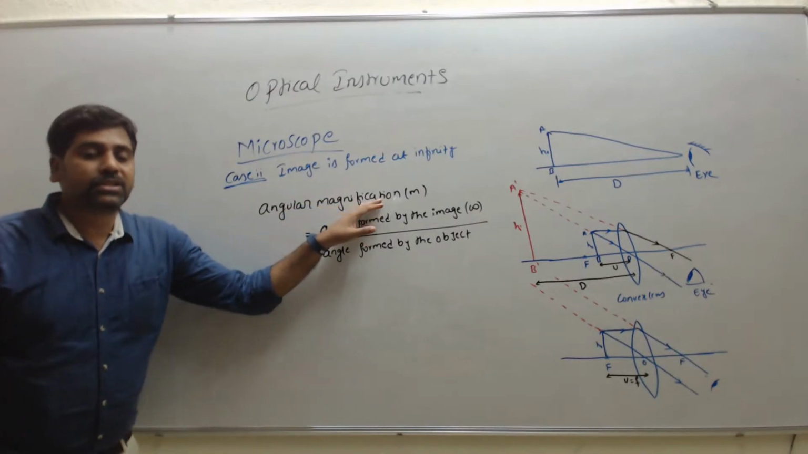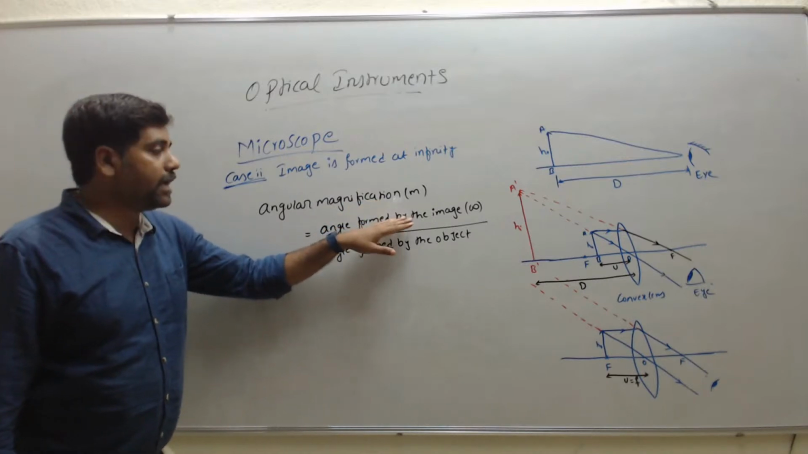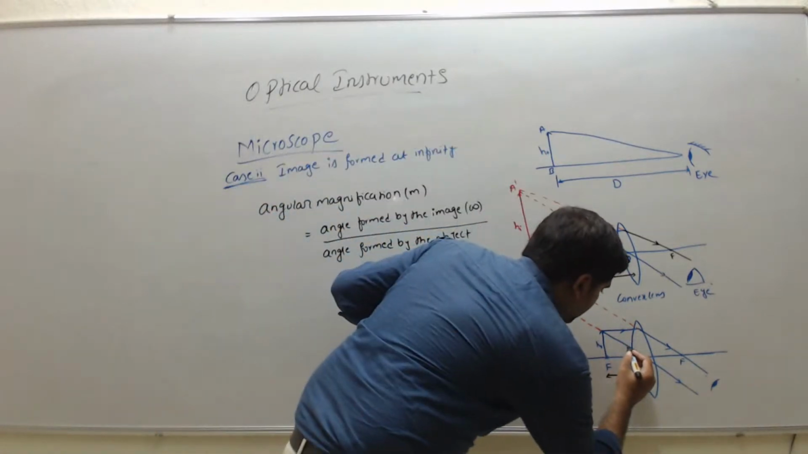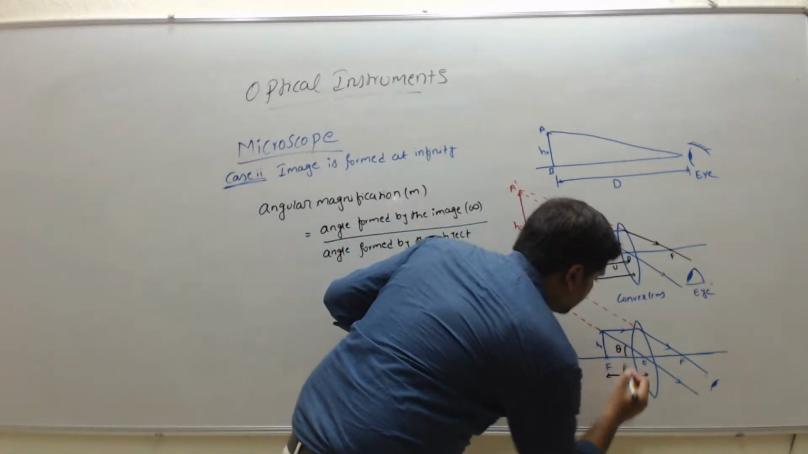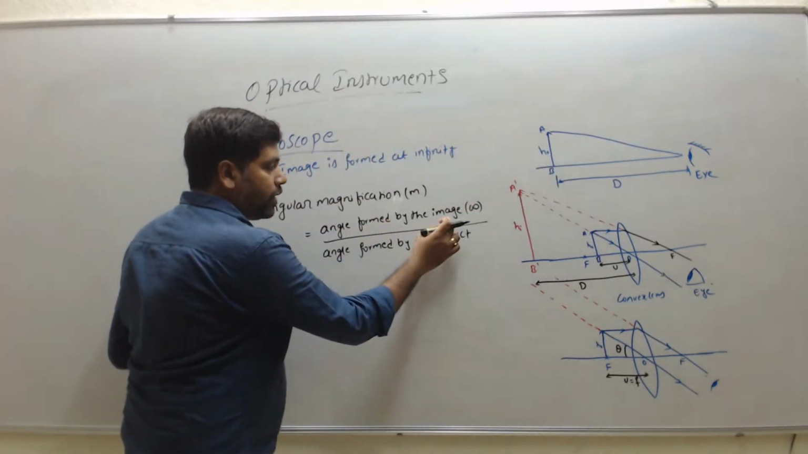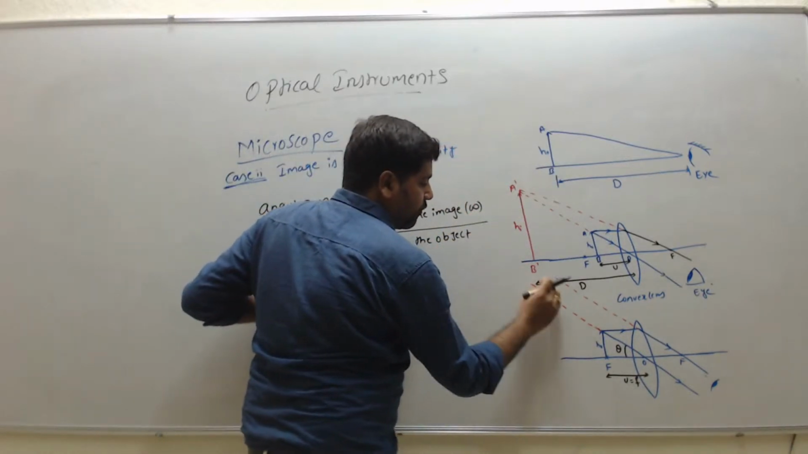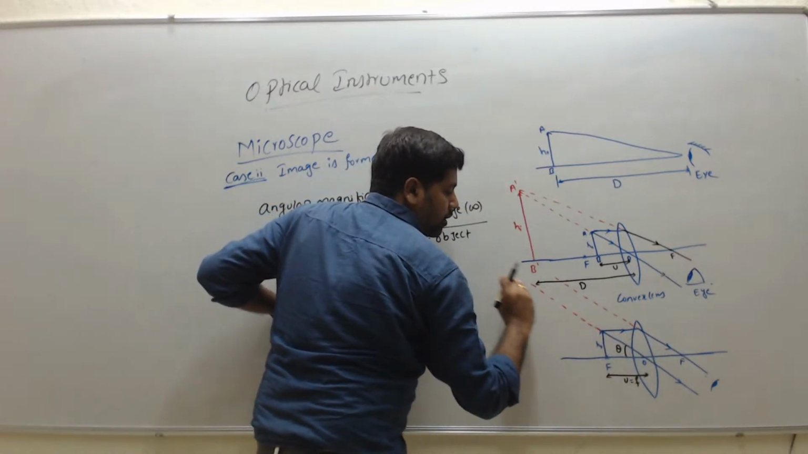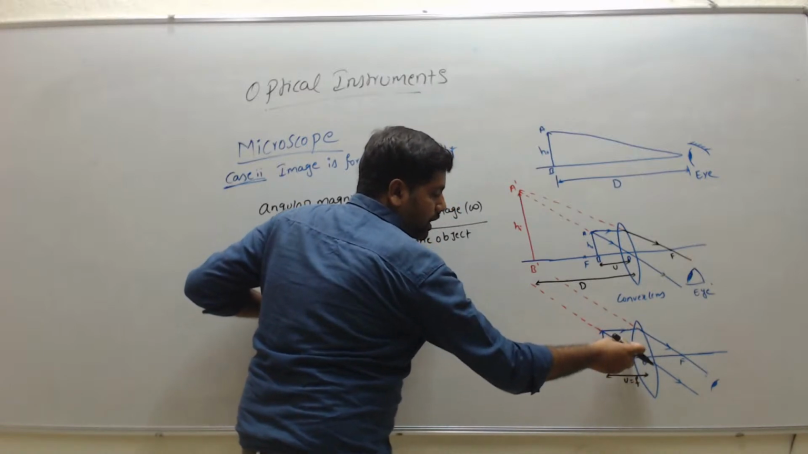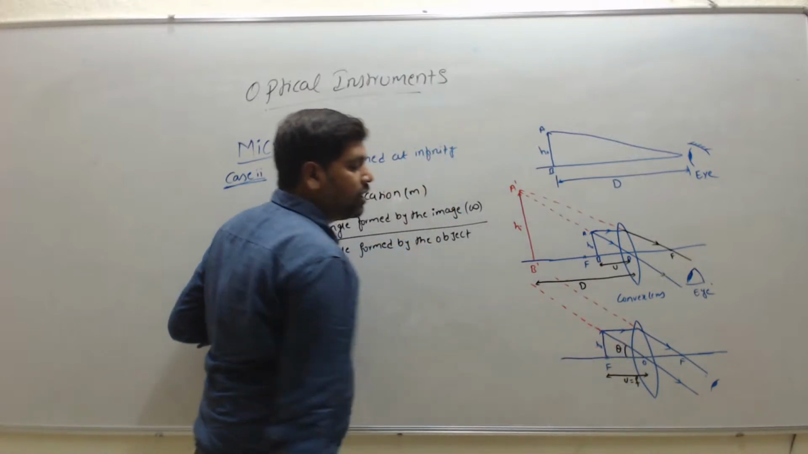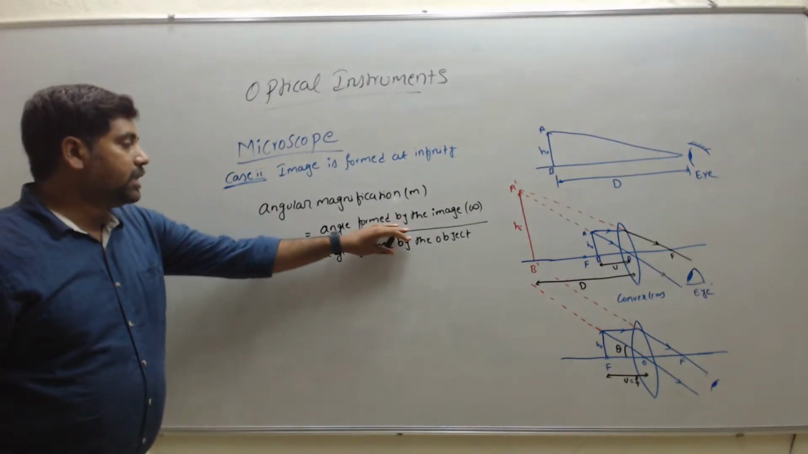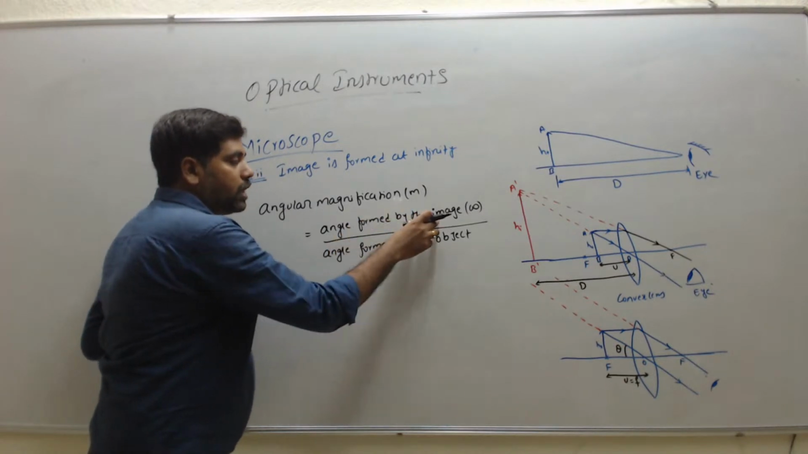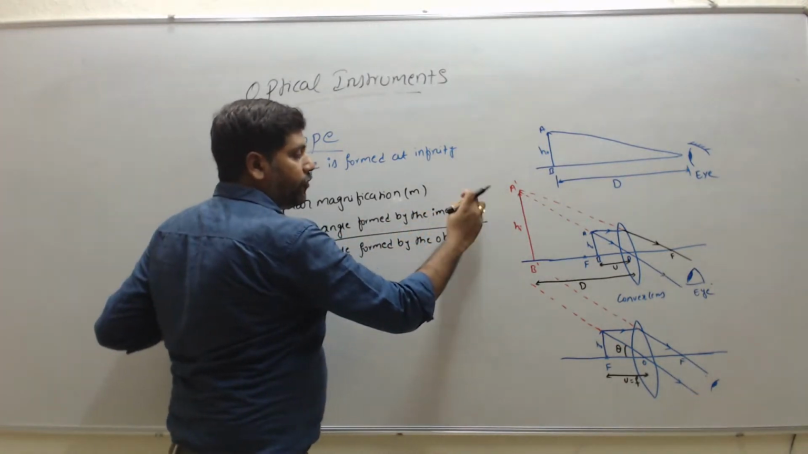So angular magnification is the ratio of the angle formed by the image when the image is at infinity. That is this angle, angle theta. The rays make an angle with the principal axis, and that angle we call angle theta. That is, angle theta is obtained when the image is at infinity.